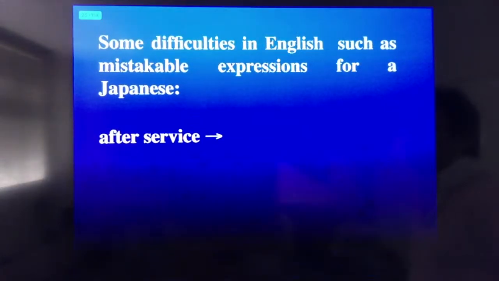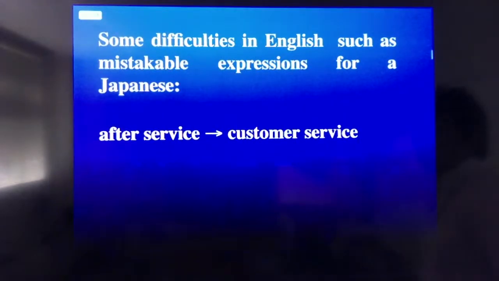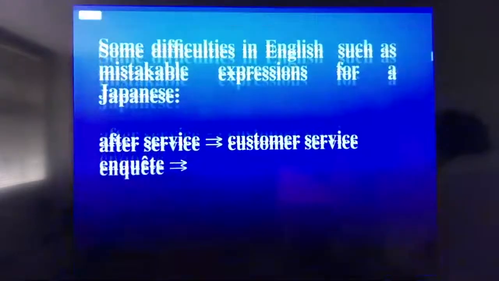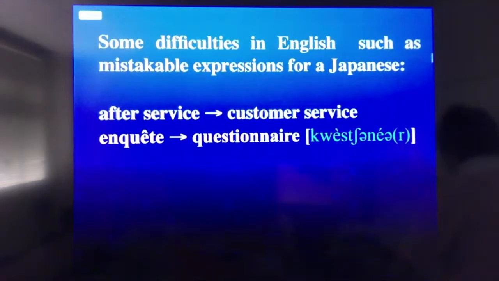After service is some Japanese English. In North America, you may call that customer service. And anquate, this is again a French word. Questionary, this is an English word. Anquate doesn't work in North America, Britain or Australia, but in some Anglophone countries. Questionary is the Japanese anquate.